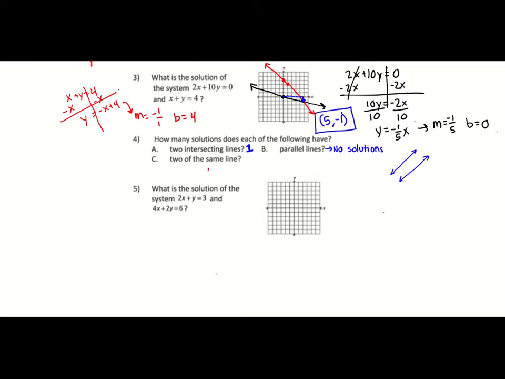Then for part C, 2 of the same line. Well, if we are looking at one line right here, those 2 same lines, they're right on top of each other. So that would be like drawing a red line right on top of my blue line. Everywhere they intersect, all along these lines, these are all points that are solutions to these 2 lines. Everywhere they touch is a solution. So this means that these two lines have infinite solutions.